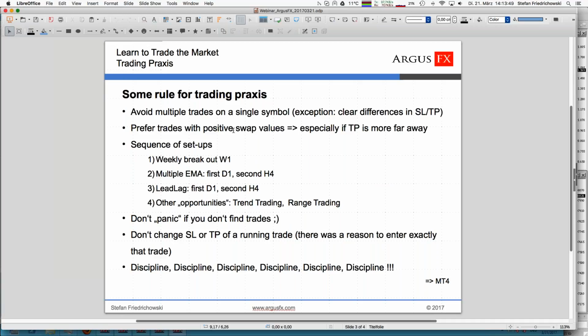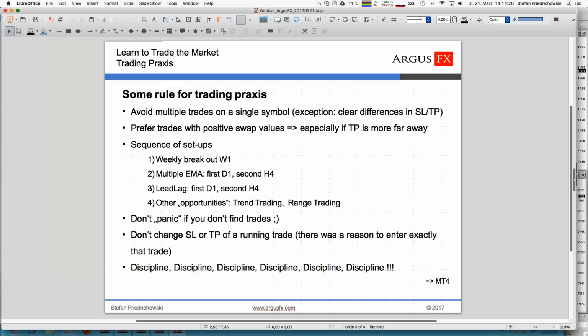especially if those trades are meant to run a longer time. So formally speaking, if the take profit is further away, then it's a good idea to look at the swap values of that underlying and the desired direction, either long or short. But that is not a must. It depends a little bit on how long the trade should run, at least from the point of opening.